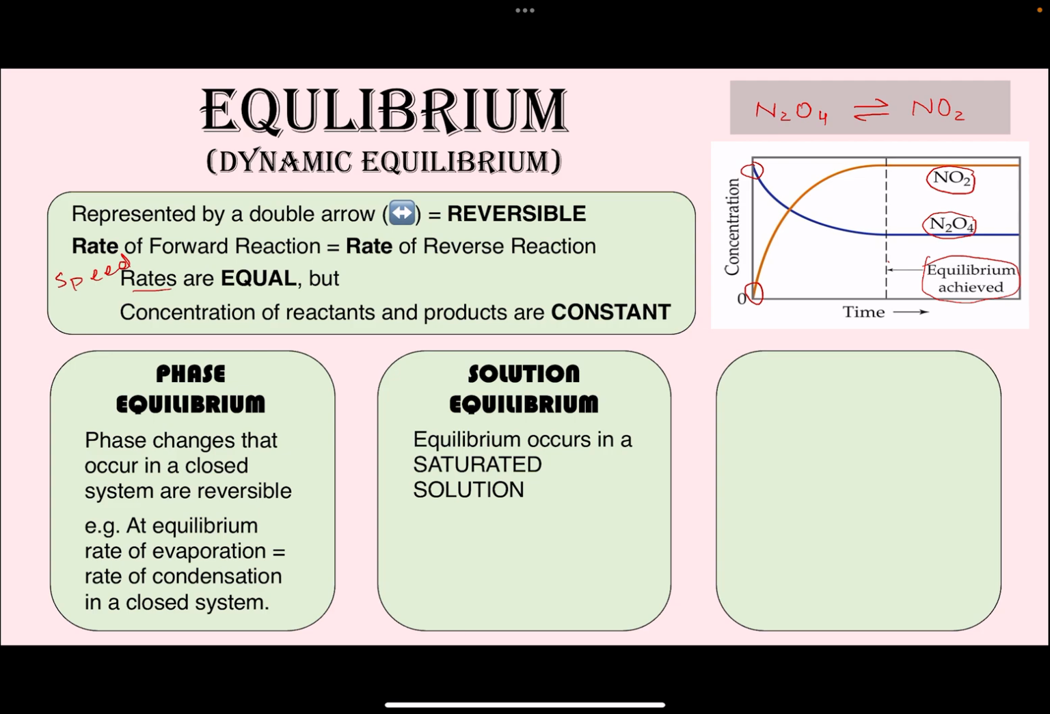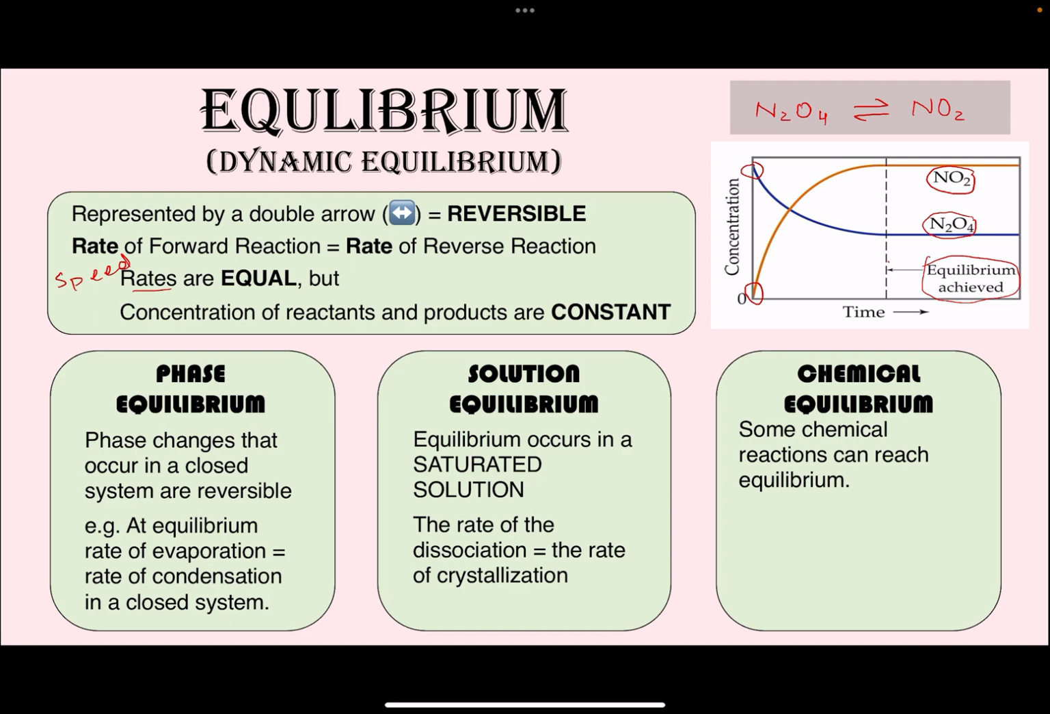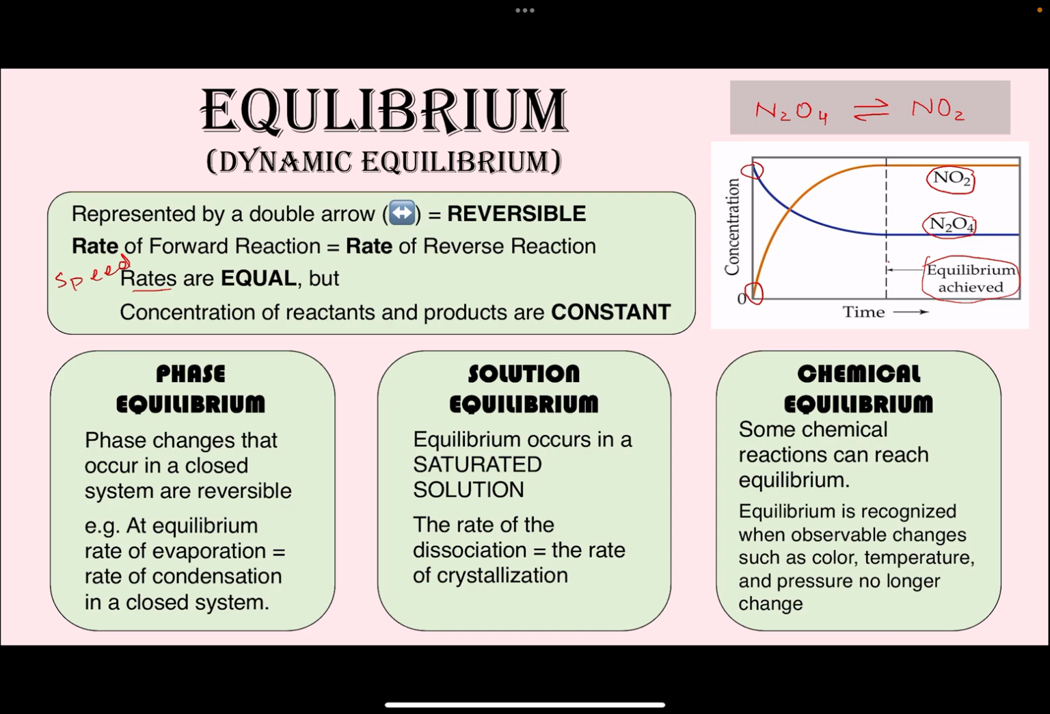We can also have the solution equilibrium that we talked about in the solutions unit. So this is when we have a saturated solution, because at that point the rate of dissociation is equal to the rate of crystallization. And then finally, we can also have chemical equilibrium, which is what occurs in chemical reactions. So this is when the rate of forward reaction is equal to the rate of reverse reaction. And we can actually visualize the equilibrium in chemical reactions, and this is when any type of evidence for chemical reactions is staying constant. So if we were observing a color change, if the color stops changing, then that represents that we have already reached equilibrium.